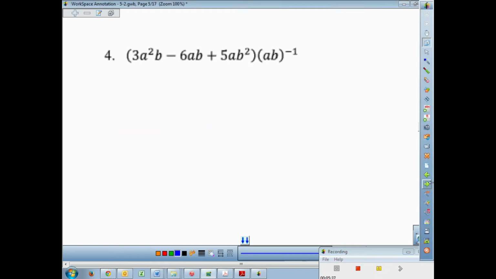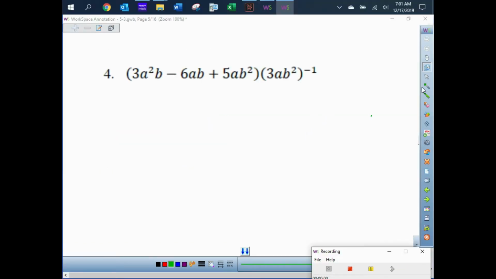One more. So on this next one here, they want us to divide by this monomial. I think it's a wise idea to put this over 3ab squared underneath every single term. So 3ab squared, 3ab squared, and we'll just go one term at a time here.